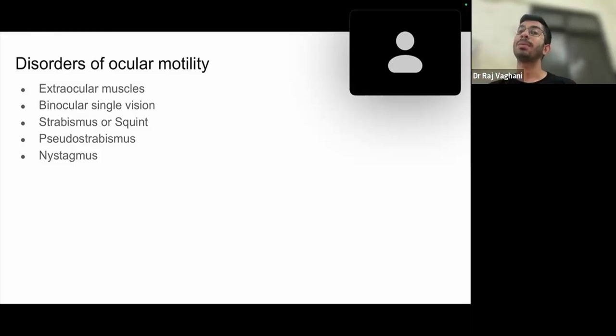We'll study the extraocular muscles that help bring about this movement of the eyes. We'll study binocular single vision. We'll study squint. We'll study pseudostrabismus. We'll study nystagmus. So these topics will be dealt with in detail in the part on disorders of ocular motility.